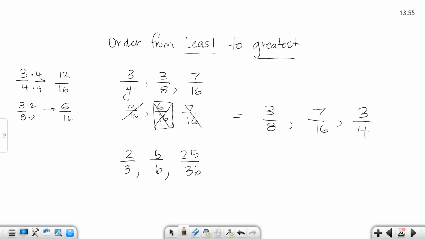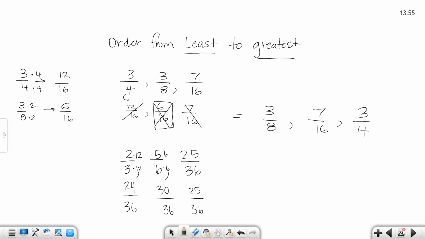Looking at this bottom one, we need to turn them all into 36s. So to turn 3 into 36, I'm going to multiply it by 12, which means I multiply the top by 12 as well. To turn 6 into 36, I'm going to multiply this one by 6, which means I multiply the top by 6. And to turn this one into a 36, well, it's already a 36.